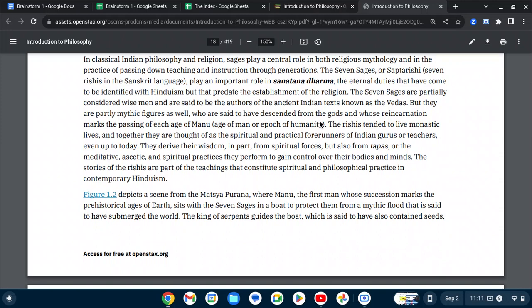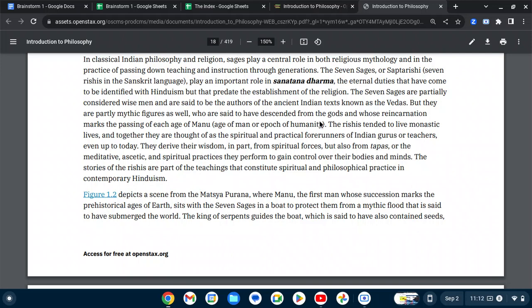The seven sages are partially considered wise men and are said to be the authors of the ancient Indian text known as the Vedas. But they are partly mythic figures as well, who are said to have descended from the gods and whose reincarnation marks the passing of each age of Manu. The rishis tended to live monastic lives, and together they are thought of as spiritual and practical forerunners of Indian gurus or teachers, even up to today.